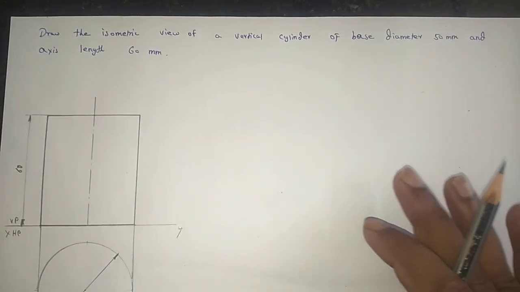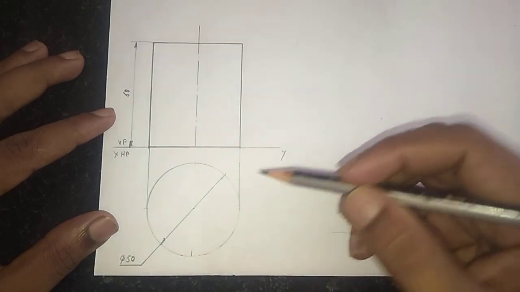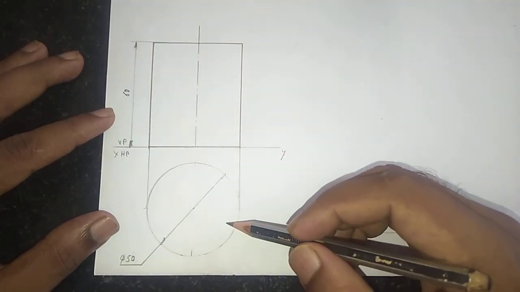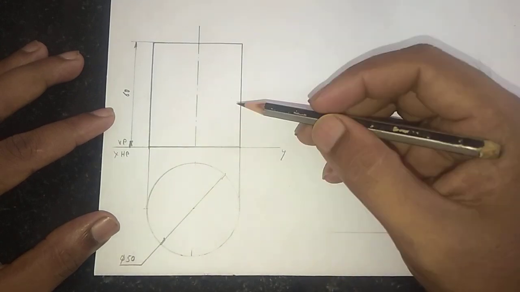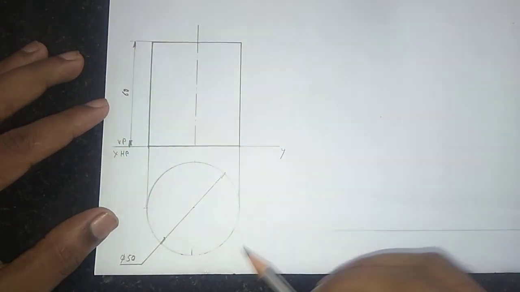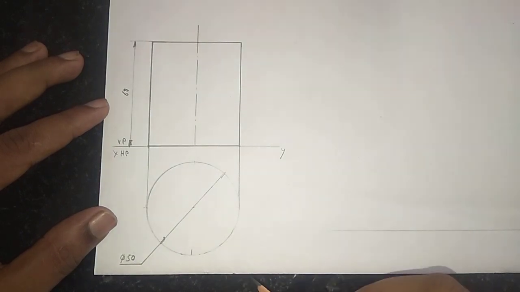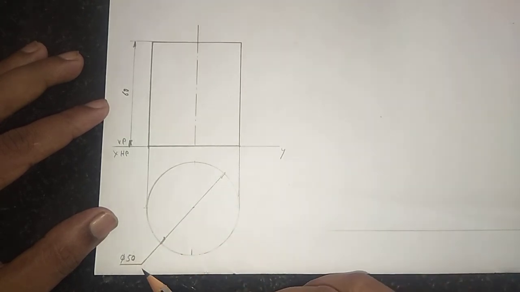So first we are going to draw the 2D diagram for the simple portion of the object. Always in isometric view and isometric projection, the first diagram is coming on horizontal plane. That means the top view is coming on horizontal plane and front view is coming on the vertical plane. First draw the top view. Here the diameter of the object is 50 mm. So in a compass take 25 mm radius, draw one circle of diameter 50 mm.